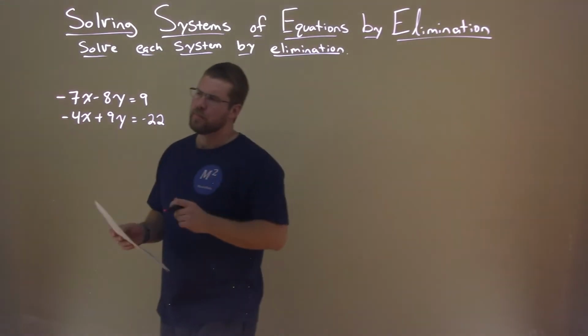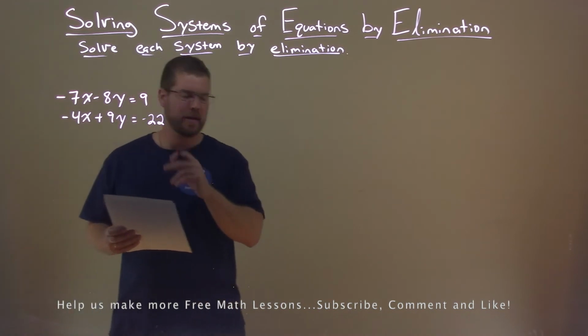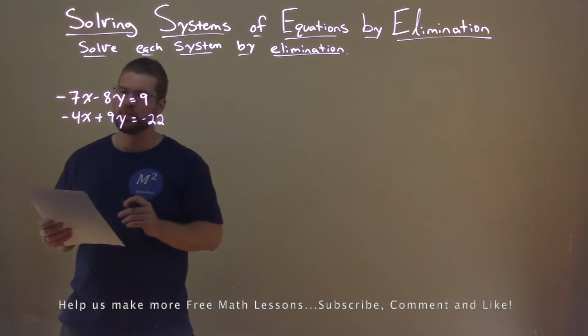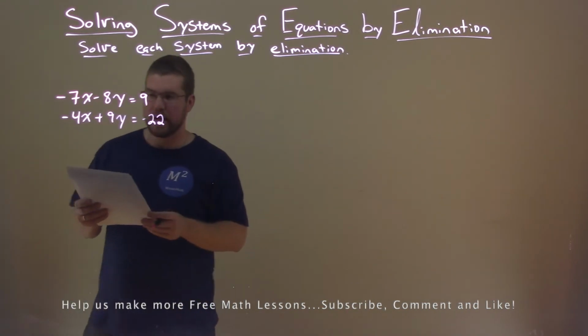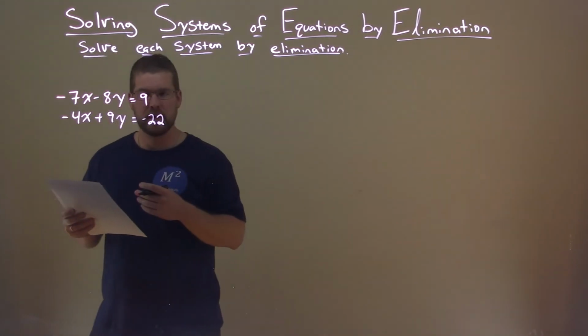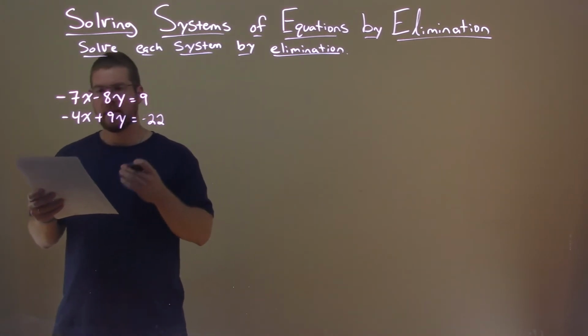We're given this problem: negative 7x minus 8y equals 9, and minus 4x plus 9y equals a negative 22. Well, my goal is to try to find some variables that eliminate, but here there's nothing that directly does. So we're going to have to multiply each one of these equations by a number.